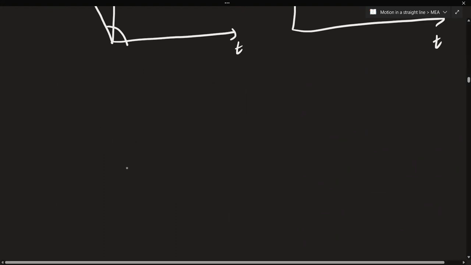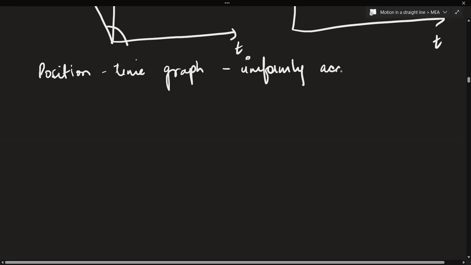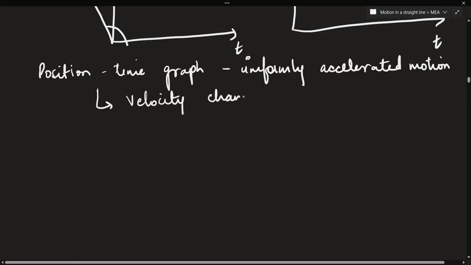Now see, position time graph, if it's for uniformly accelerated motion. See what will happen. Velocity will change, means you won't be having a constant graph. Velocity will change. It means your slope is variable this time. As velocity is changing, the slope is variable.